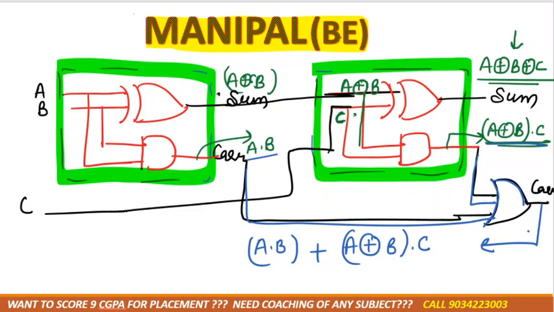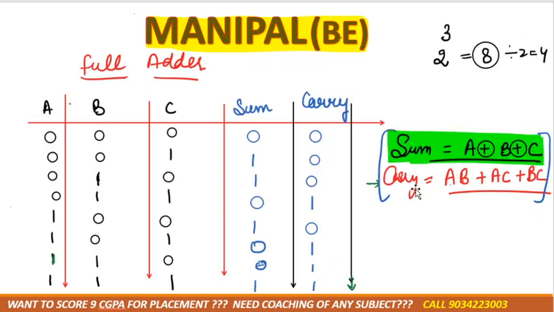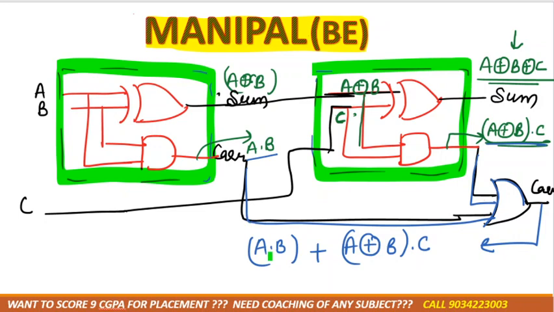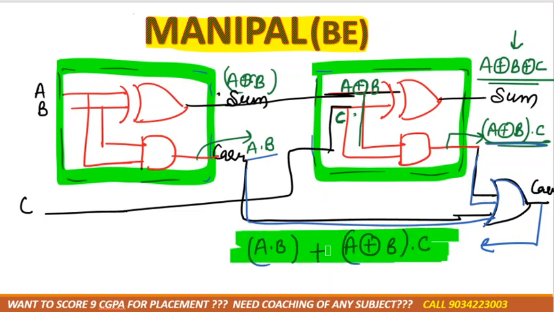But this carry expression doesn't look like our carry expression of the full adder. The carry expression for the full adder is AB plus AC plus BC, right? But what we got here is A dot B plus A XOR B dot C. So does this expression match our final expression of the full adder? Not yet.